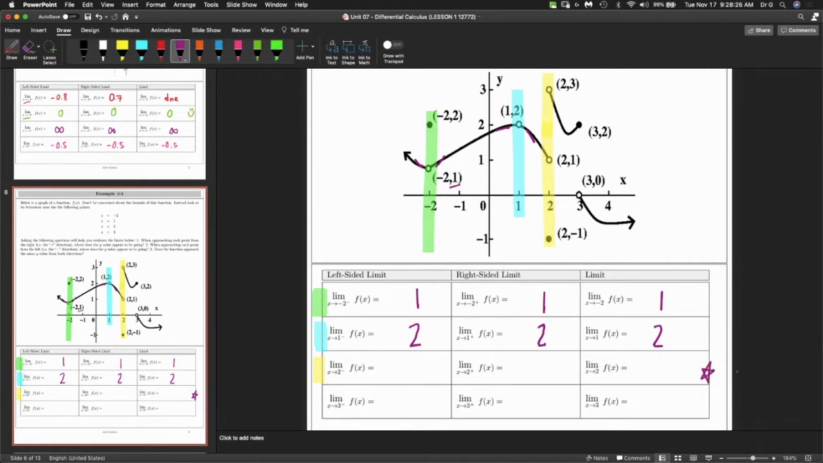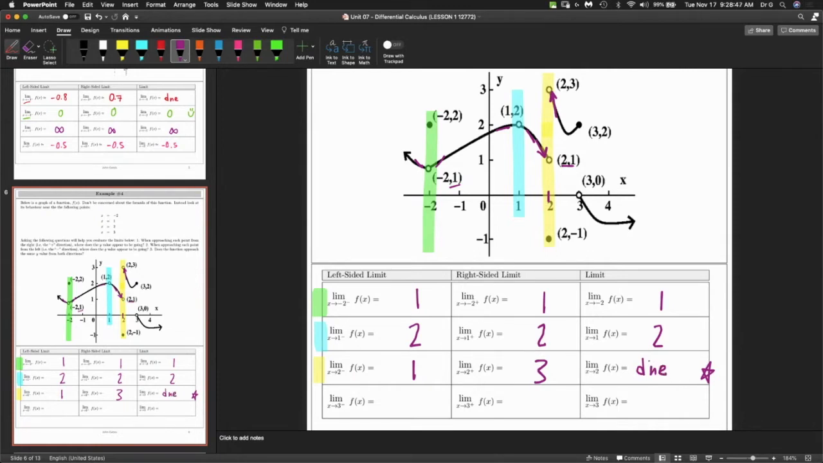So let's talk about this one slowly. Here's 2. From the left is right here, and that's a y value of 1. But 2 from the right is up here, which is 3. Hence, we have a limit that does not exist at that location.